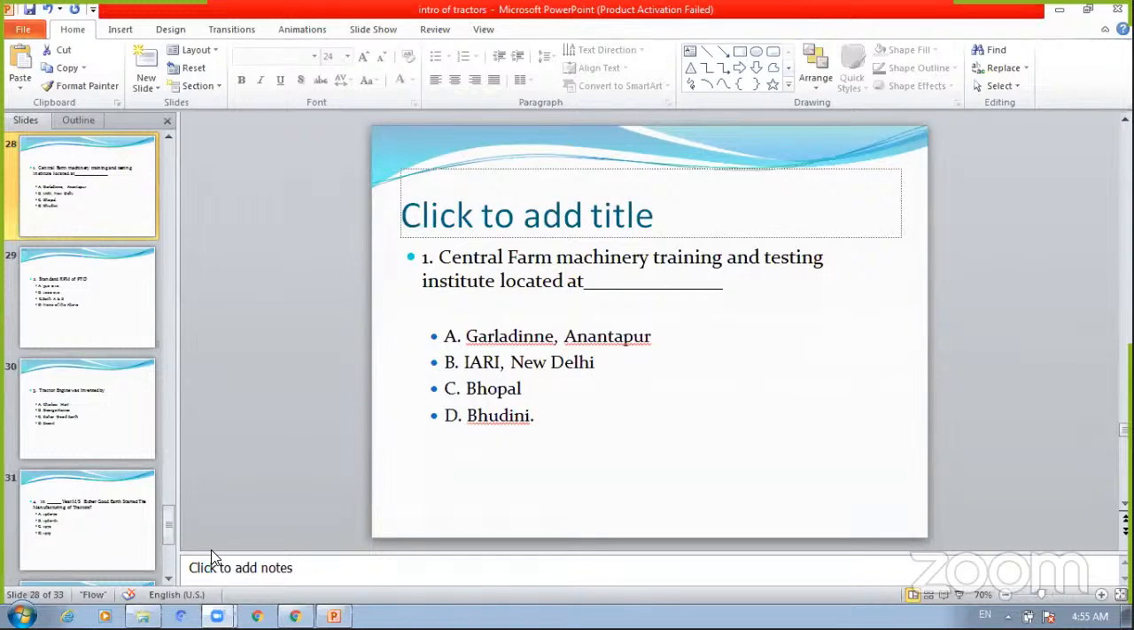This was just the introduction of the tractor. In the next class, we will discuss the components. What are the engine components? What is a two-stroke engine? What is the difference between two-stroke and four-stroke engines? Different types of implements, either primary tillage or secondary tillage implements. We will cover them in order in further classes.